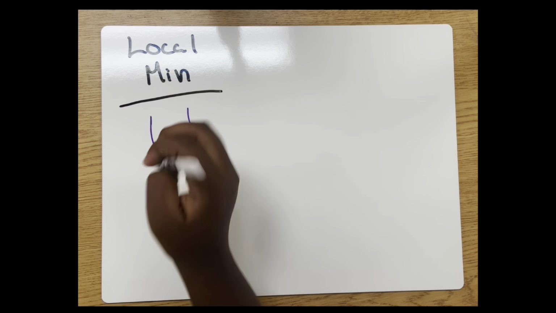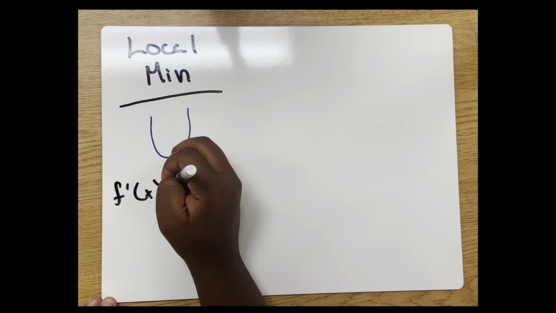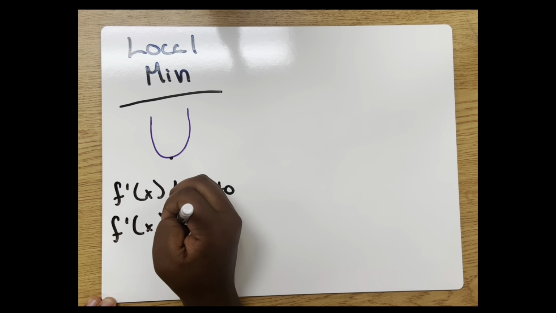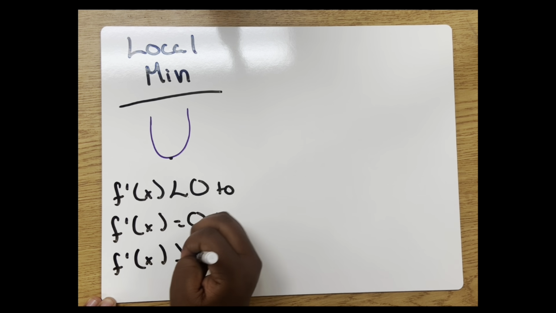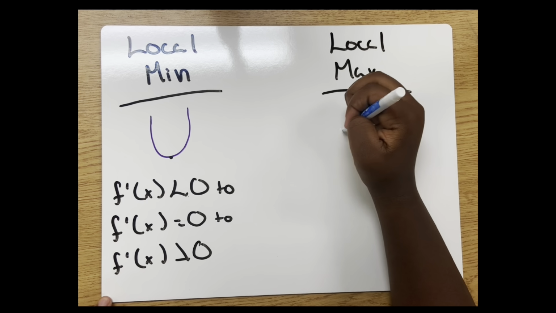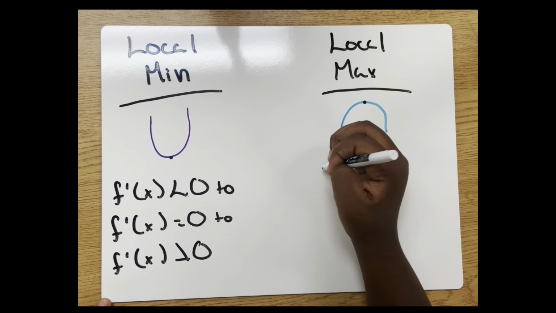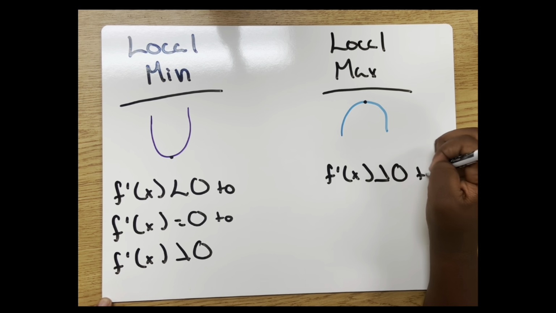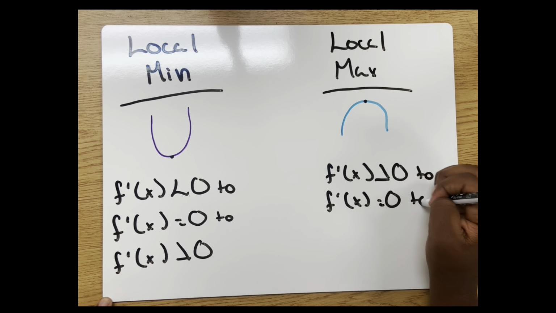A local minimum is when f prime of x is less than 0 to f prime of x is equal to 0 to f prime of x is greater than 0. A local maximum is when f prime of x is greater than 0 to f prime of x is equal to 0 to f prime of x is less than 0.